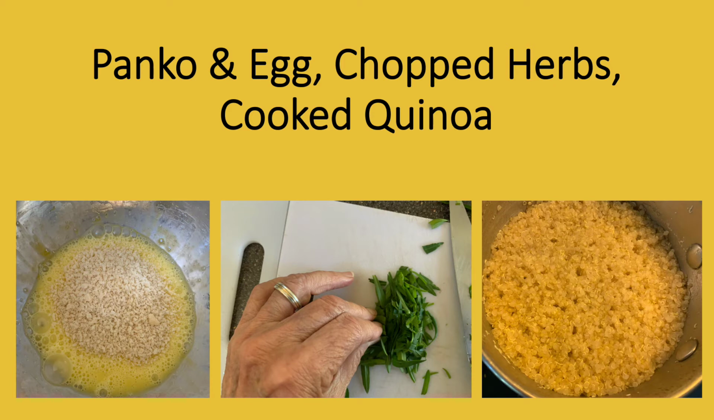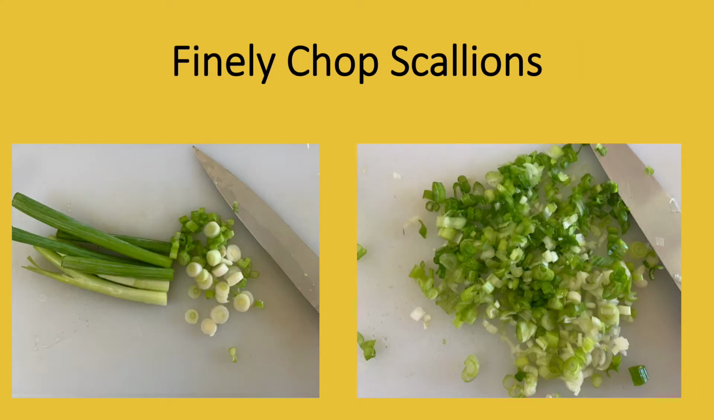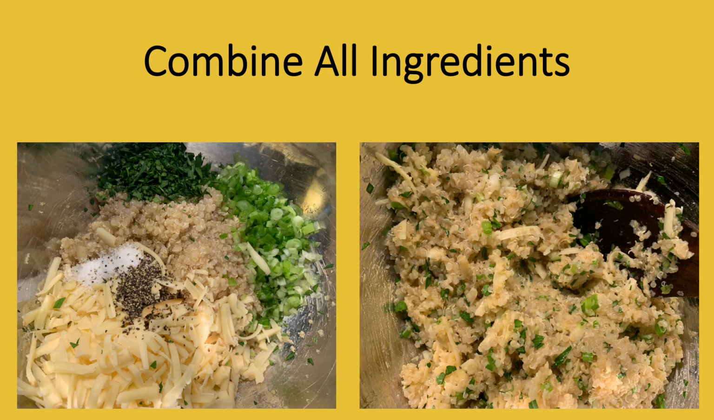Here I'm chopping tarragon. When I chop herbs, I bundle them into a mound and then slice through them multiple times. After that, it's easier to chop them further. Quinoa is cooked. Instructions are given in the recipe. Scallions are finely chopped. I always cut scallions in half so I can chop white and green at the same time. I thinly slice them and then chop them finely.